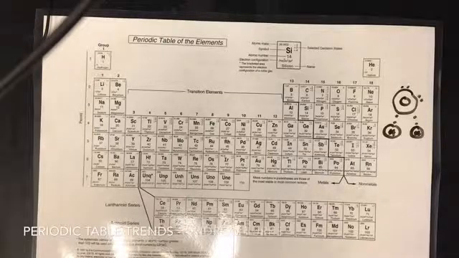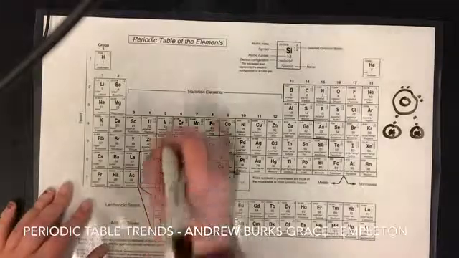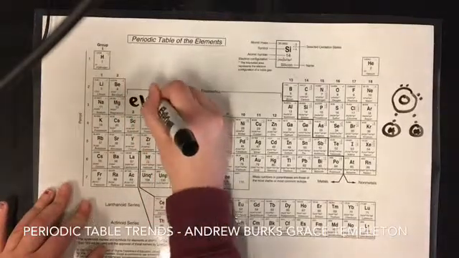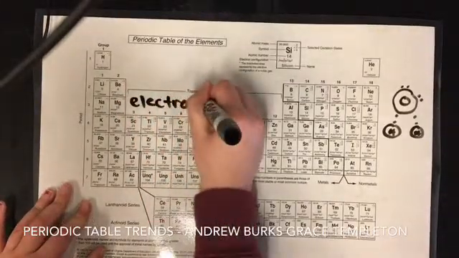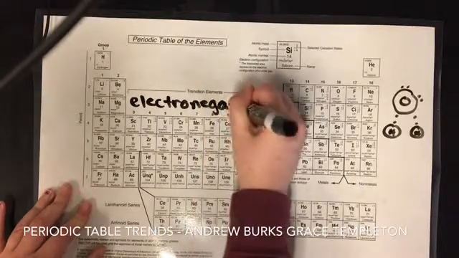What are the four periodic table trends and how do they work? The first periodic table trend is electronegativity. Electronegativity is the measure of how badly an element wants to hog electrons.